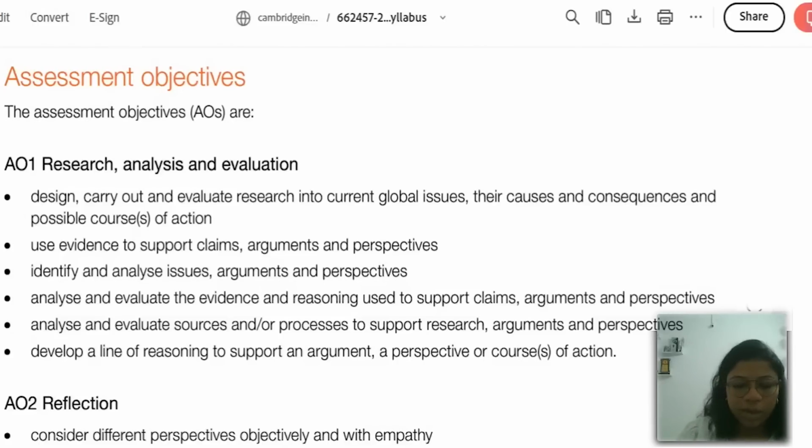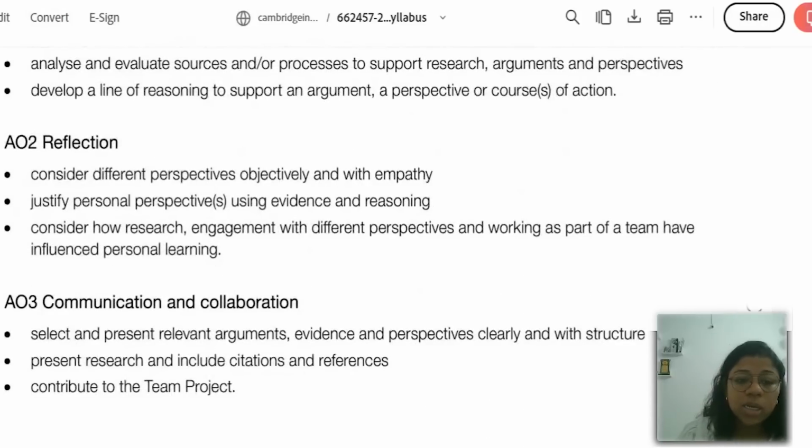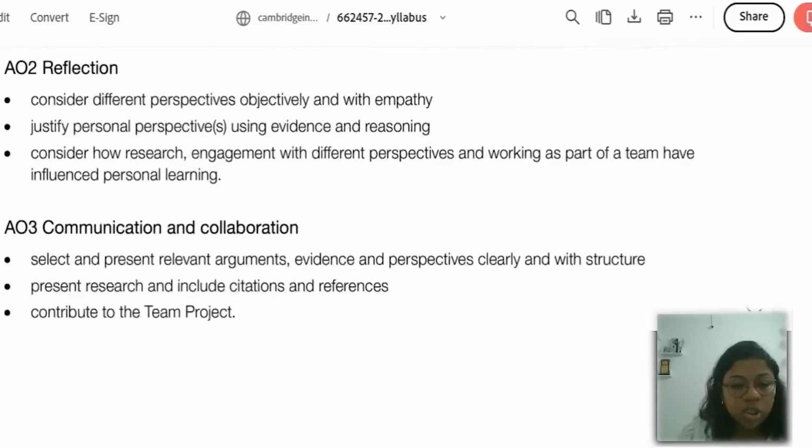Okay. Yeah. So I think we are done with the analysis and evaluation part. Next is reflection. Consider different perspectives objectively and with empathy. Justify personal perspective using evidence and reasoning. Consider how research, engagement with different perspectives, and working as part of a team have influenced personal learning.